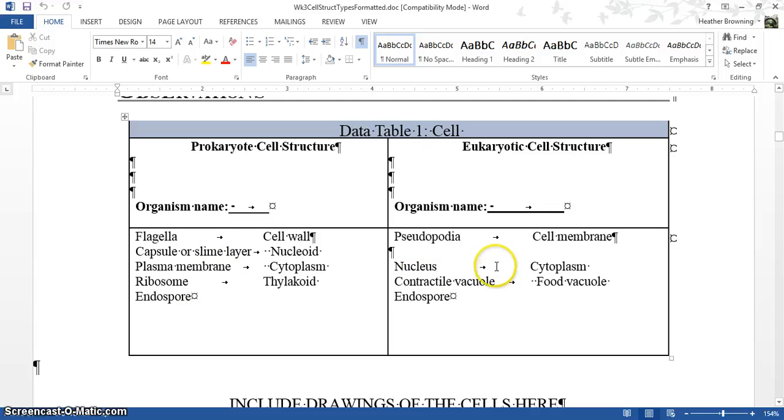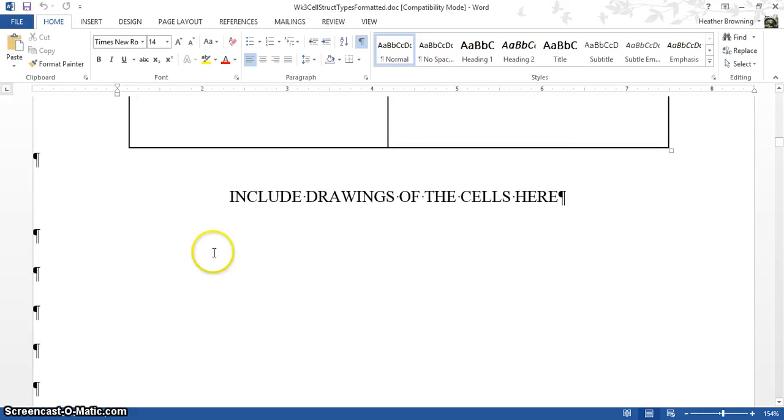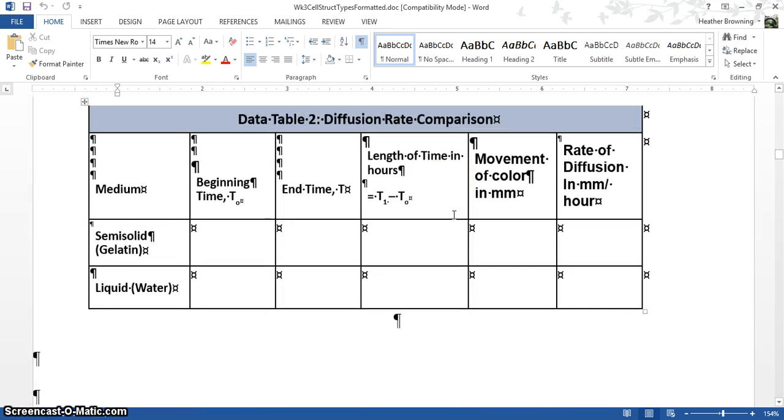Say what you saw, right? That's what you're going to see inside of it. Then we're going to include our drawing down here. So take a picture, scan it, whatever works. Or draw it, though that's confusing. You could do it in Word, but it's going to be a pain.